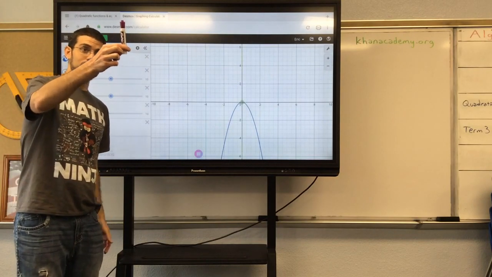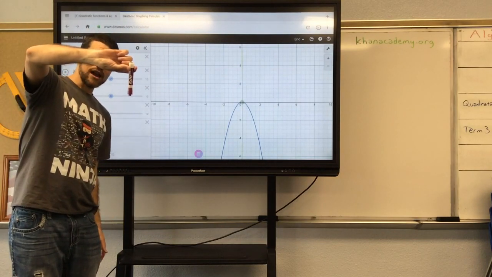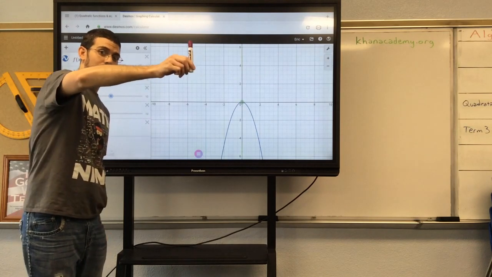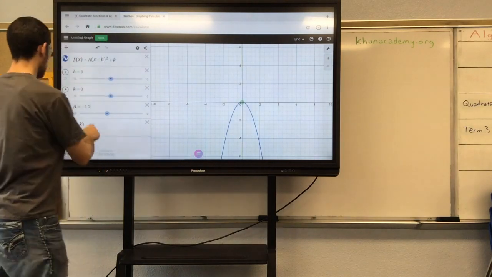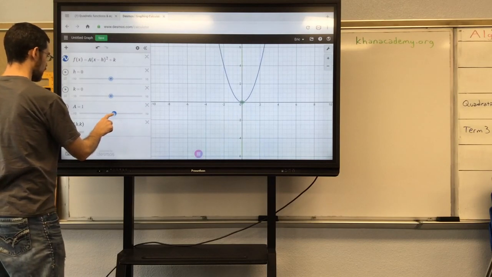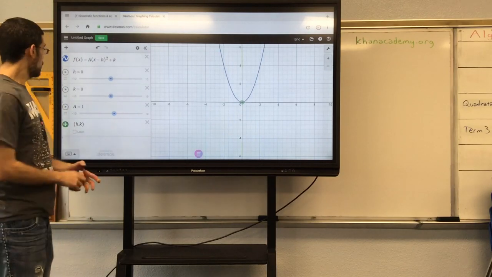We don't want to reflect over the y-axis or the x-axis. We want to just shift right and down. Okay, so let's put this back to 1. We're not going to change A.